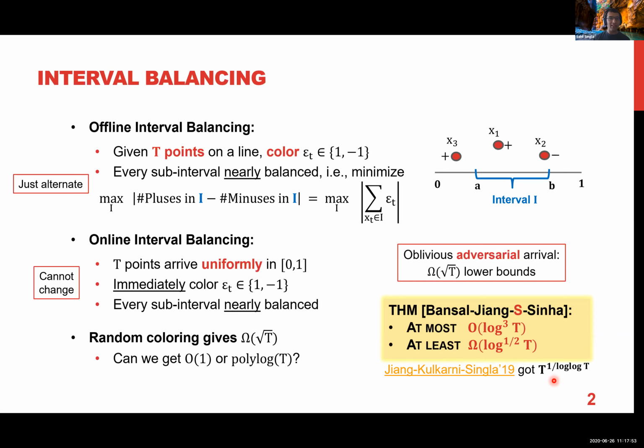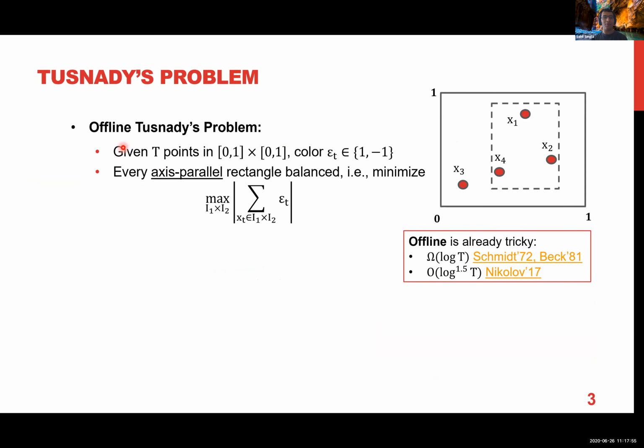We also studied generalizations of this problem. You can generalize this problem to 2-dimensional or even higher dimensions. The 2-dimensional problem, first the offline variant, is known as offline Tusnady's problem. You are again given these points, you want to balance every axis parallel rectangle. So again, for every axis parallel rectangle, you want the number of pluses and minuses to be balanced. Now the problem is tricky offline already, but we know polylog results.